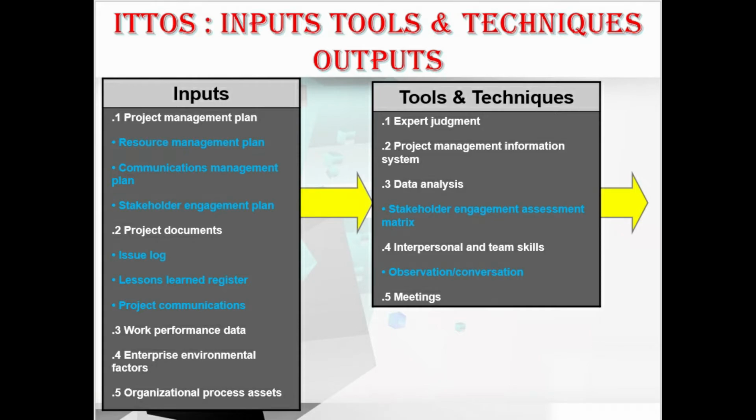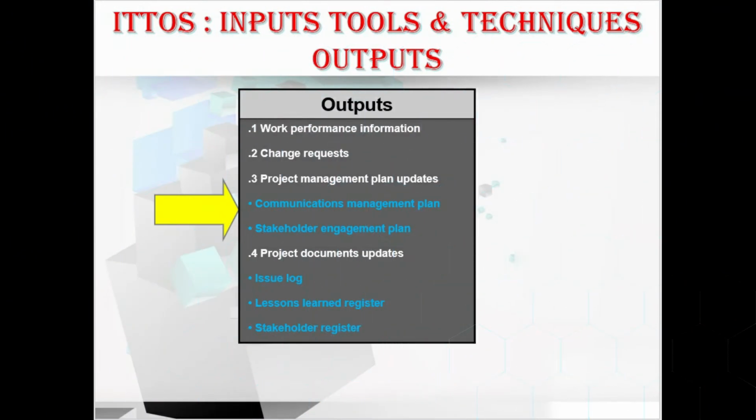Coming to the outputs, we have the work performance information, change request, the project management plan updates, that's consisting of the communication management plan and the stakeholder engagement plan. And we also have the project document updates as an output, which consists of the issue log, lessons learned register and the stakeholder register. Okay, fine.